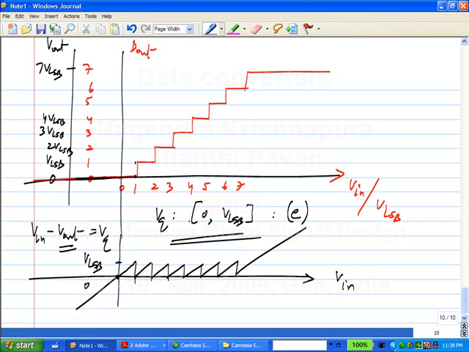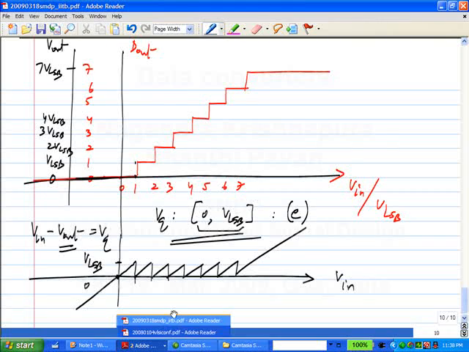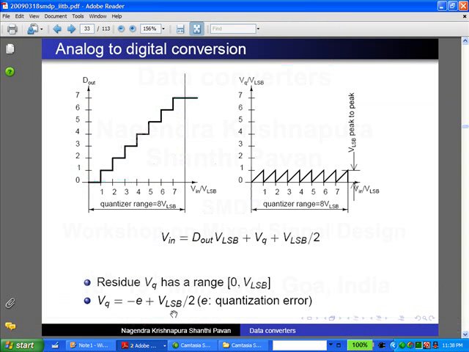I'm going over this because I will show characteristics which have only positive parts, but don't imagine that the quantization error has suddenly increased. The range is the same. It was going from minus half VLSB to plus half VLSB. Now it goes from 0 to VLSB. The total range is the same. So if I want to relate this VQ to the E that I defined before, I have to translate it by this much. That's all.